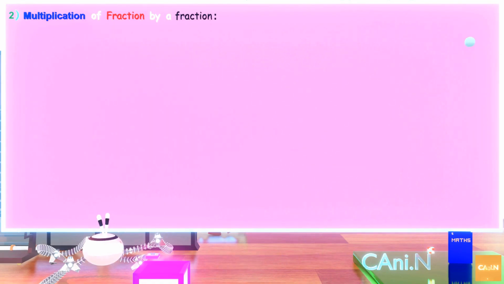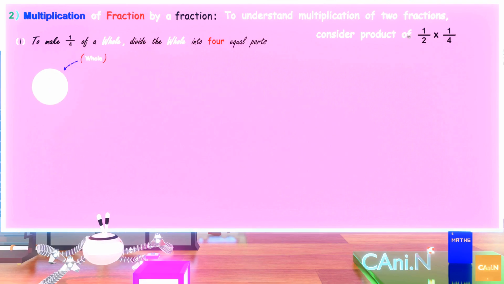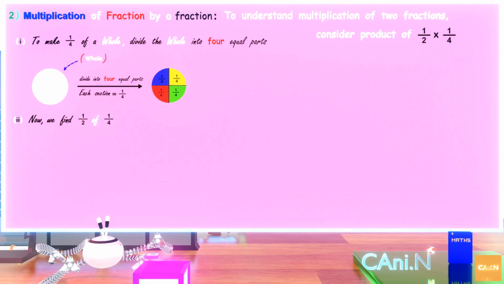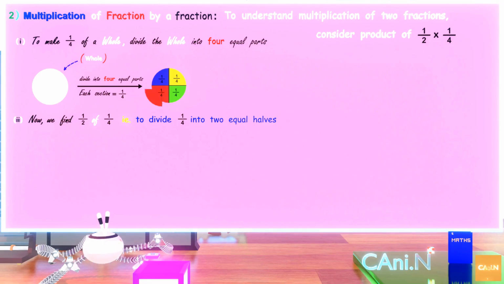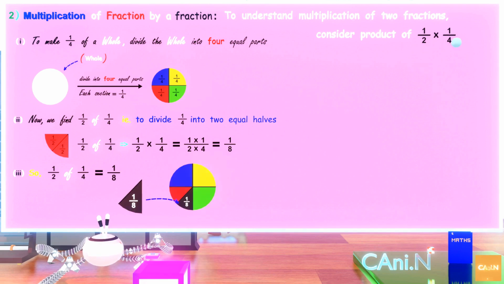Multiplication of a fraction by a fraction. To understand multiplication of two fractions, consider the product of 1/2 into 1/4. Now, let us start with a whole. To make 1/4 of a whole, divide the whole into 4 equal parts. Now, we find half of 1/4. That is, to divide 1/4 into 2 equal halves. So, 1/2 of 1/4 implies 1/2 into 1/4 equals 1 into 1 divided by 2 into 4 equals 1/8. So half of 1/4 equals 1/8.